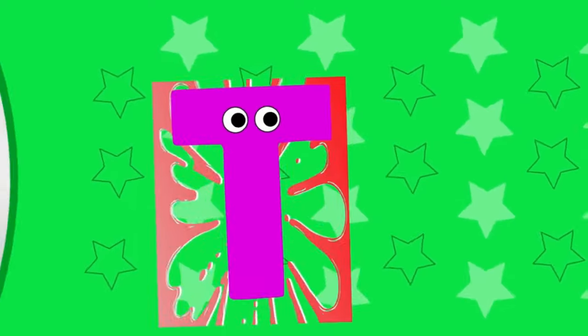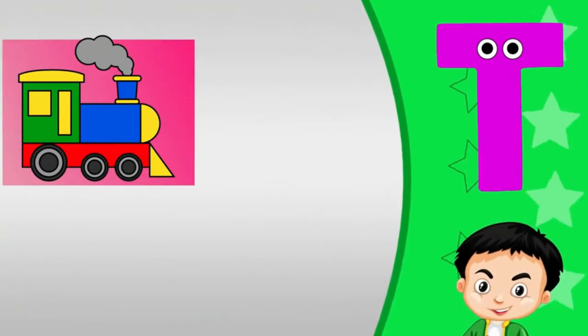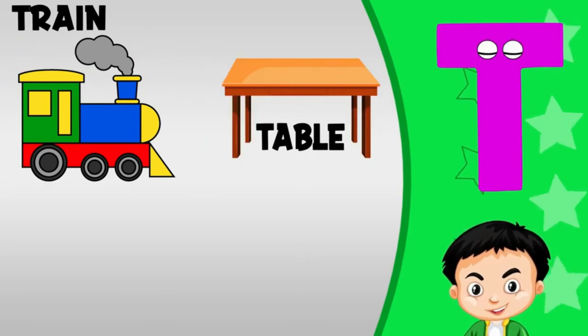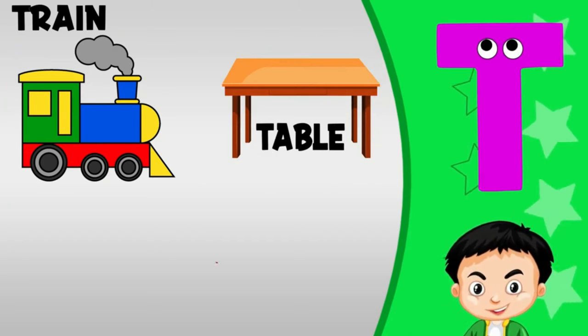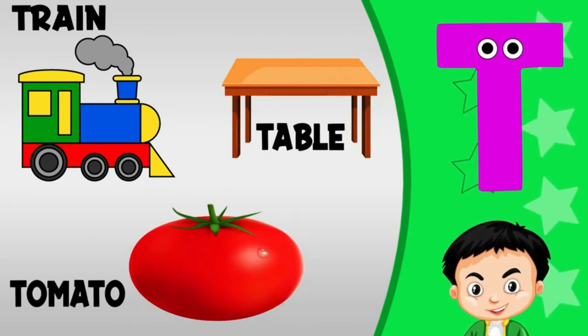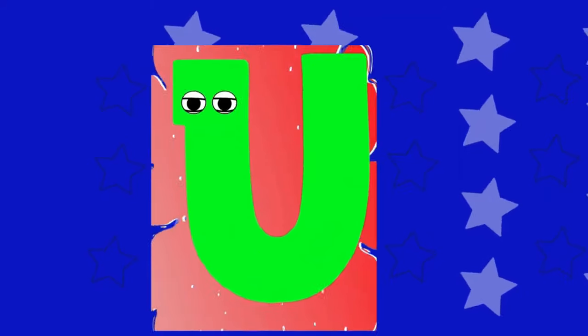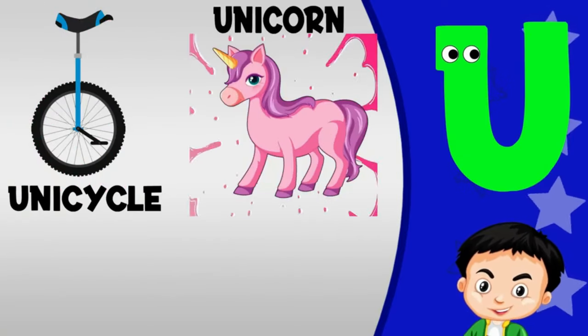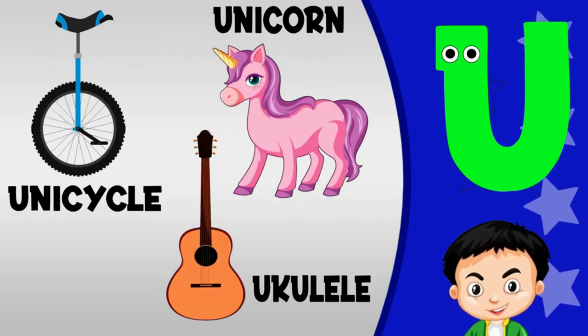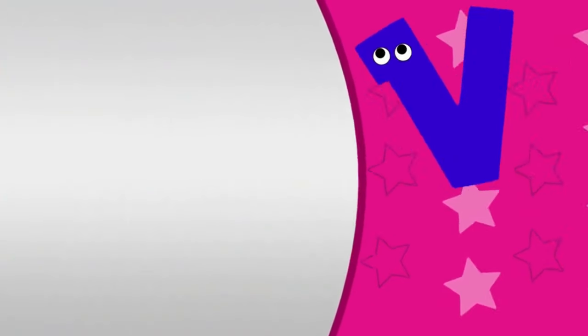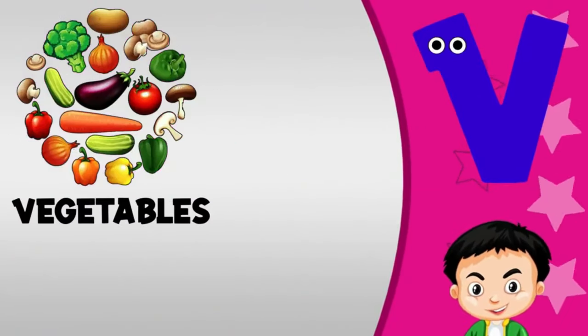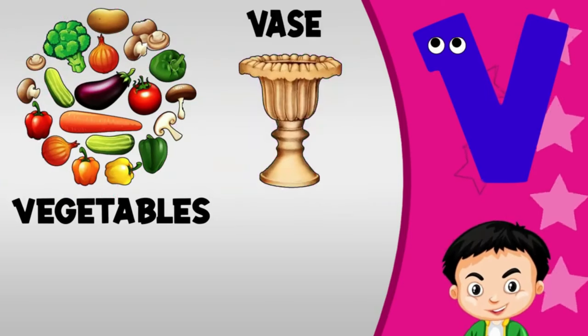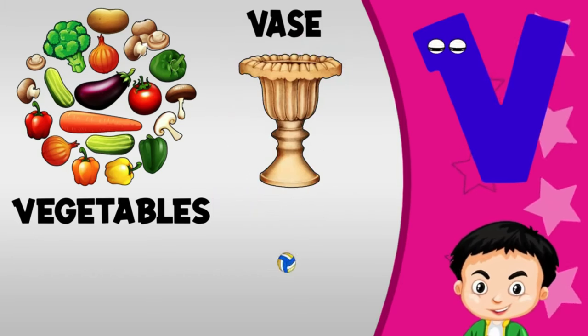T is for train. T is for table. T is for tomato. Find the letter U. U is for unicycle. U is for unicorn. U is for ukulele. V is for vegetables. V is for vase. V is for volleyball.